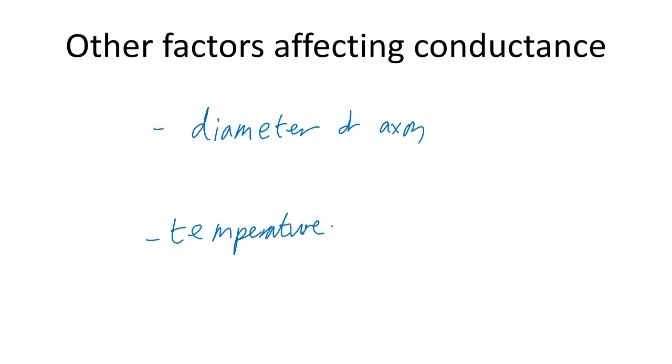Now, myelination is not the only factor which affects the rate of conductance along a neuron. Other factors that affect it are the diameter of the axon and also the temperature. Now, the diameter of the axon affects the surface area to volume ratio of the axon. So if we've got a larger diameter for the axon, it's actually a smaller surface area to volume ratio.